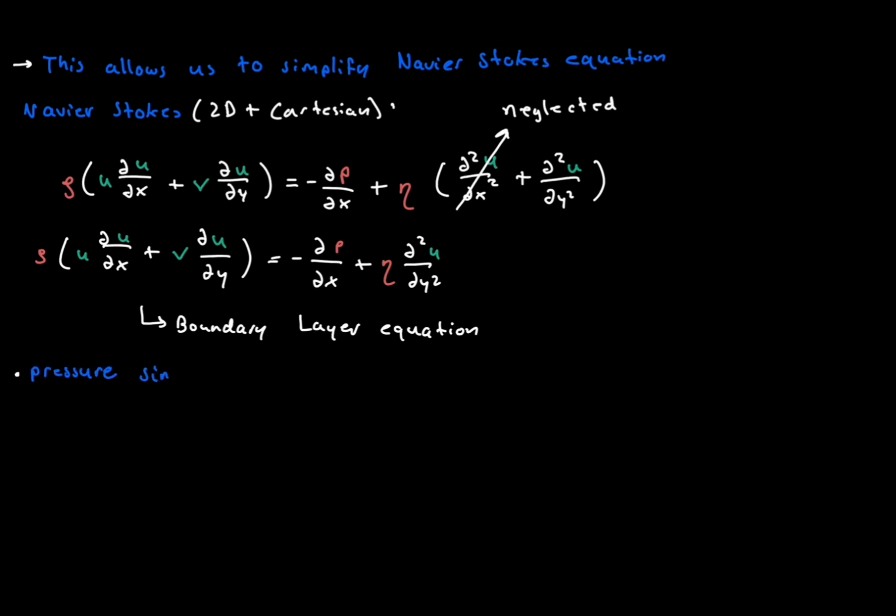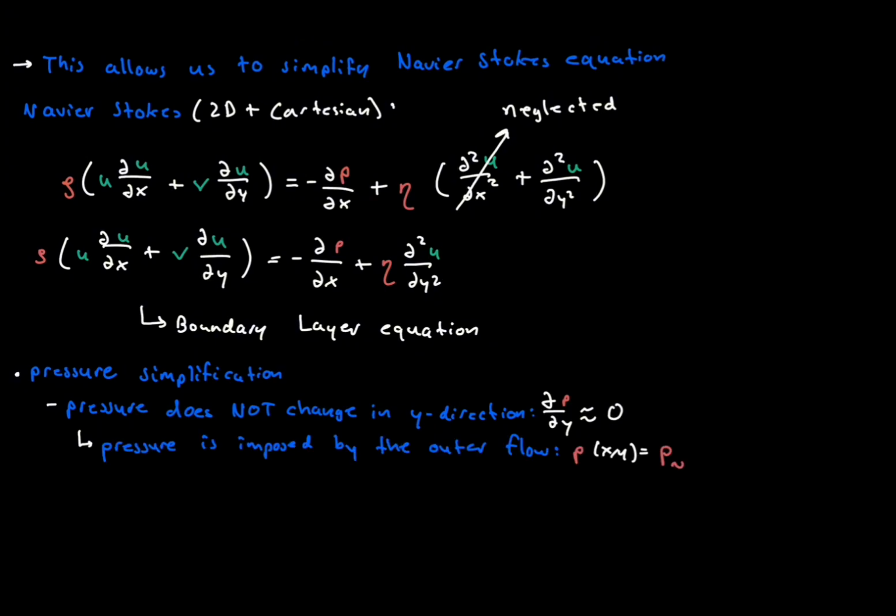There is one more important simplification. Across the thin boundary layer, the pressure does not change significantly in the vertical direction. So dp by dy is approximately 0. That means the pressure inside the boundary layer is imposed by the outer flow.